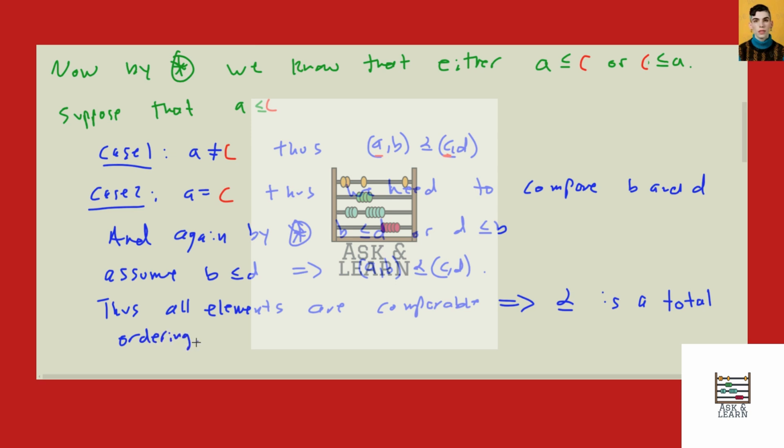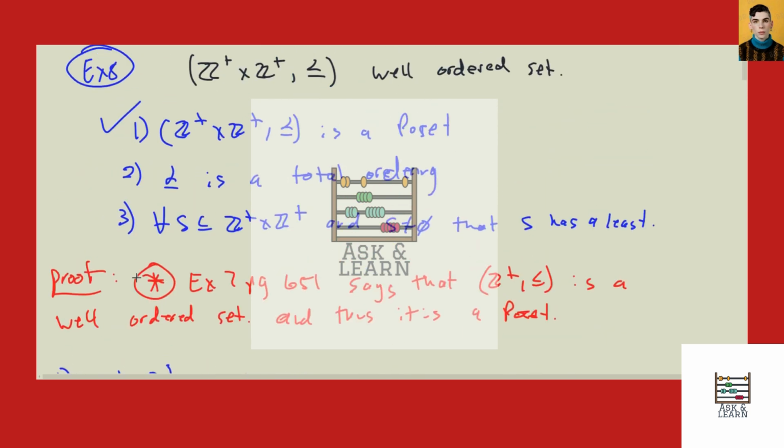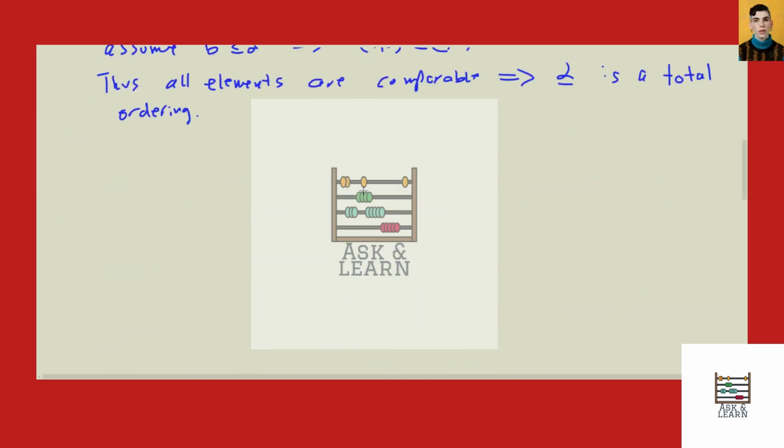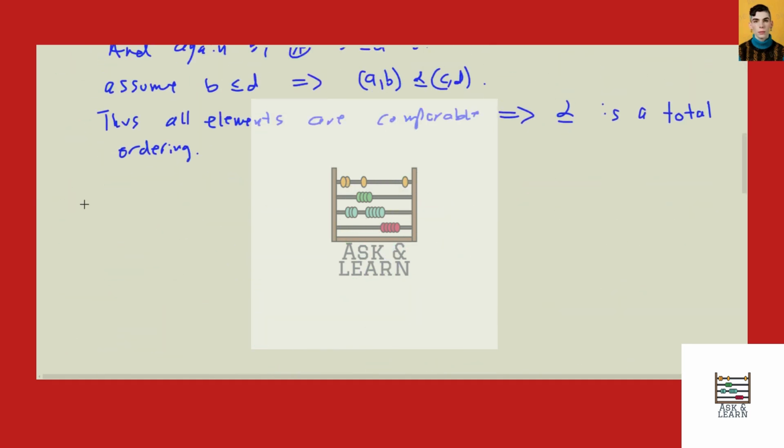All right, so let's go back up and check that one off too. Now, we need to show that for any subset S of Z plus cross Z plus that is non-empty, that S has a least, oh, I don't know why I didn't say least element here. All right, so let's go ahead and do that now.